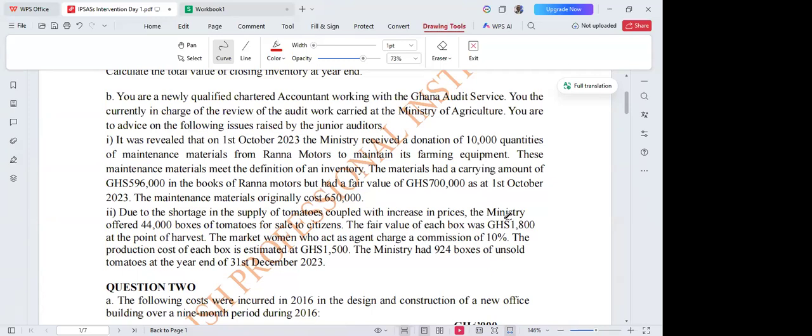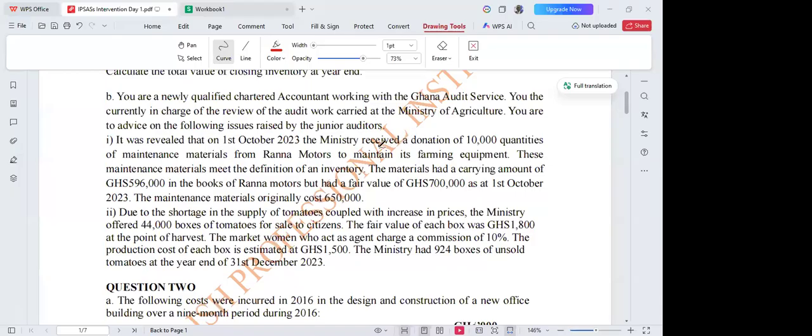Yes, Madam Dorcas. Johannes, go ahead. I'm thinking it's consumables. Okay, why are you saying it's consumable? Okay, another person's hand is up. Christian, go ahead. I'm thinking it's an inventory from a non-exchange transaction, because it's a donation. Exactly.